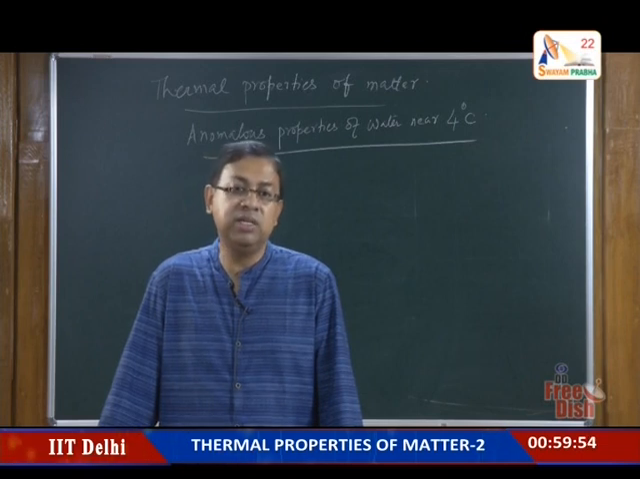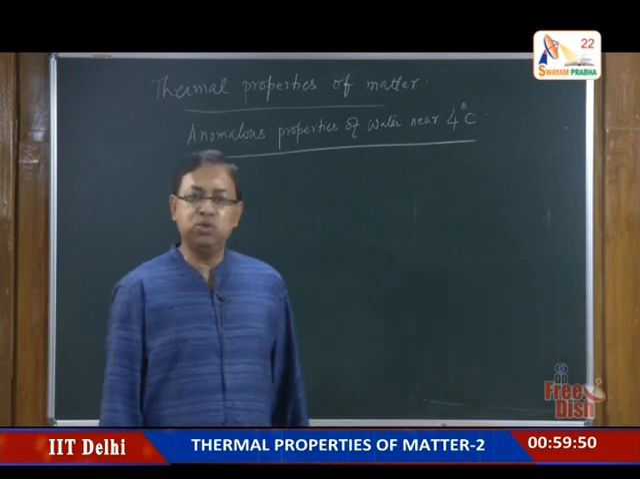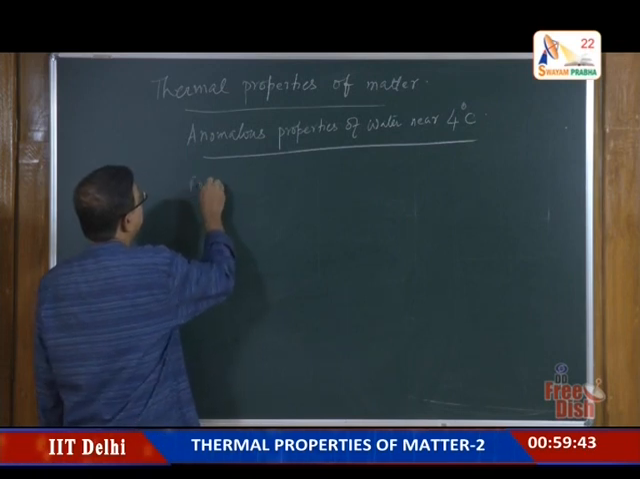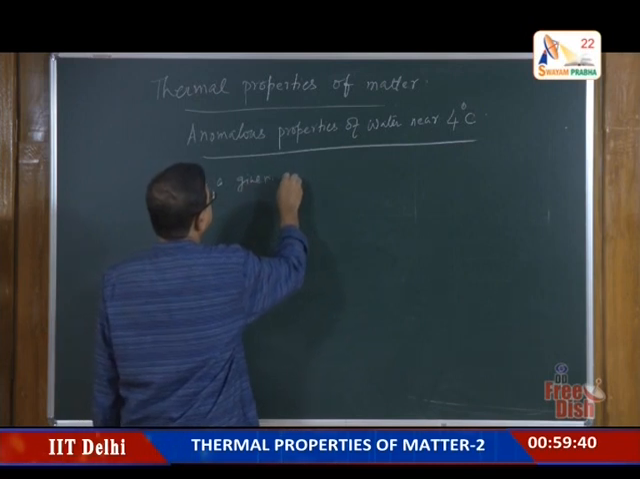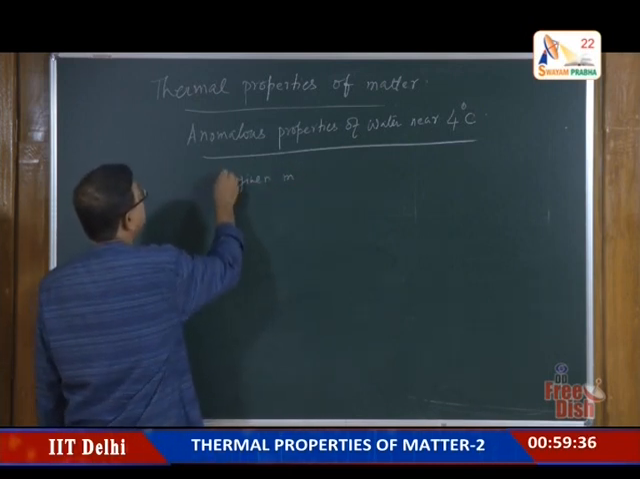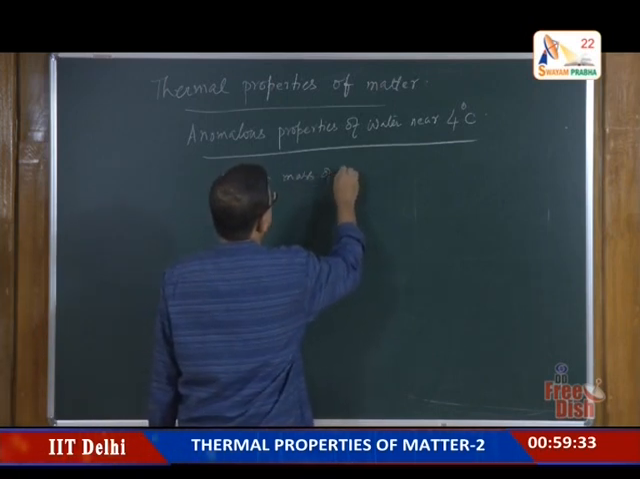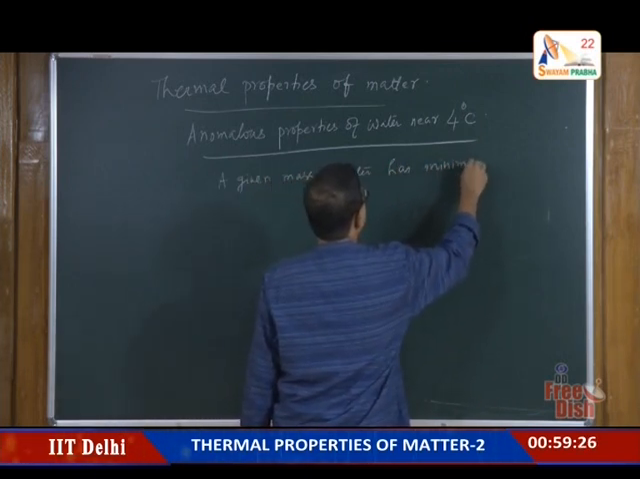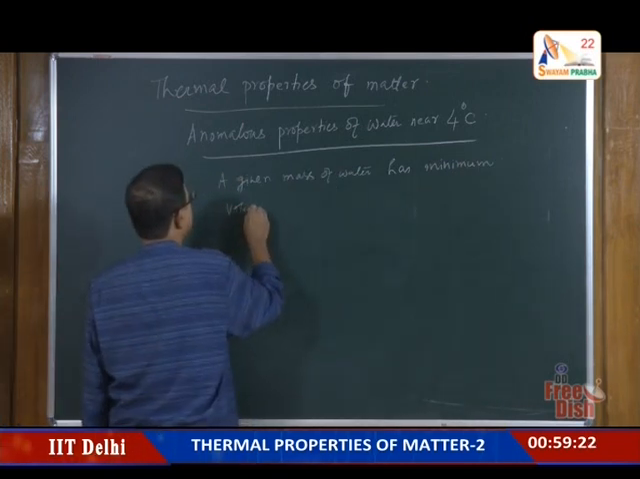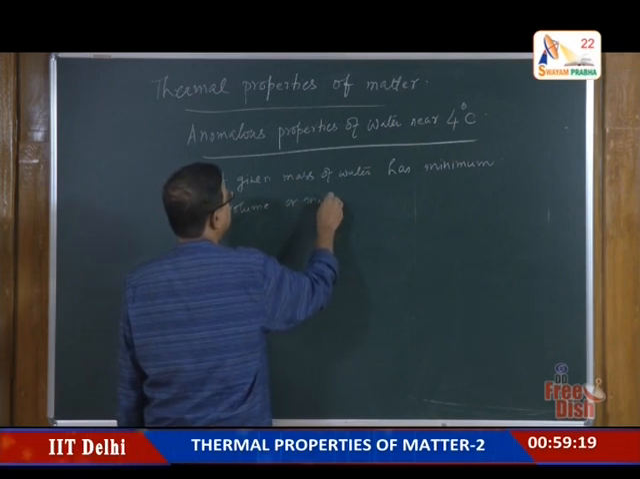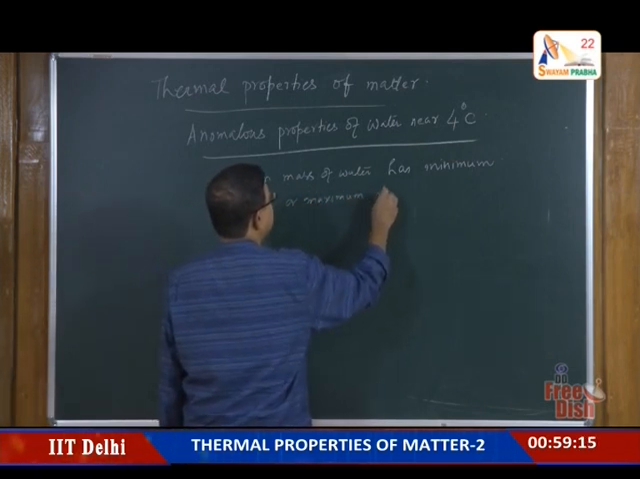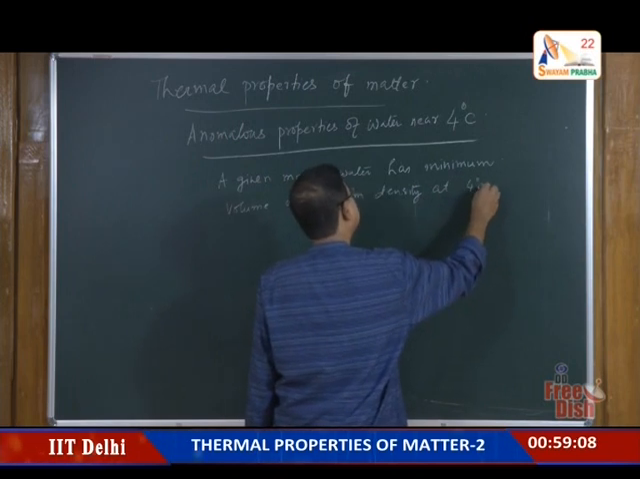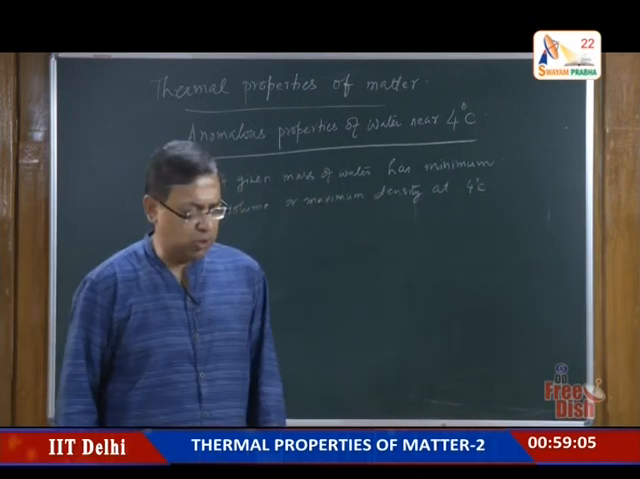In that region or near that 4 degree centigrade. So, just to tell you once more, the same statement is that a given mass of water has minimum volume or maximum density at 4 degree centigrade. It's in the very close vicinity of 4 degree centigrade.